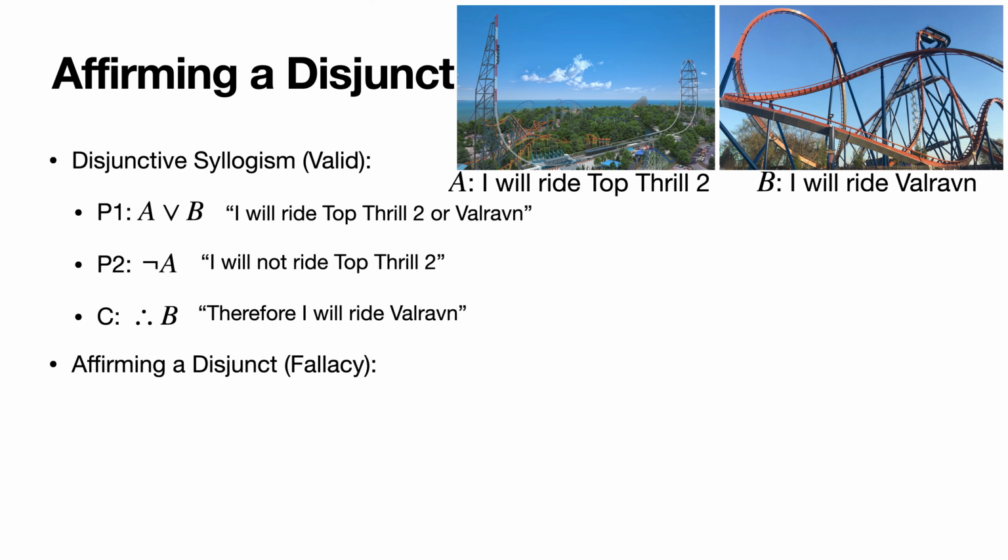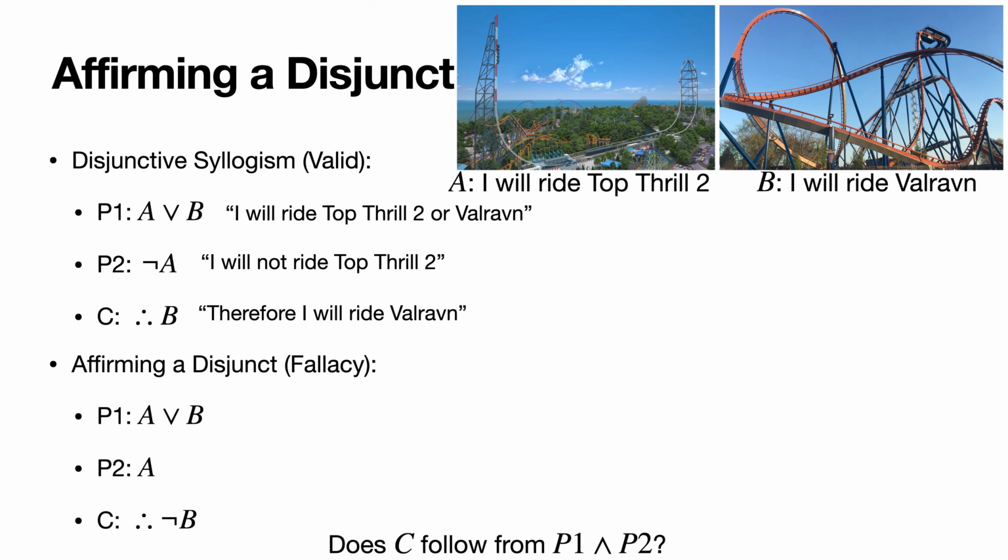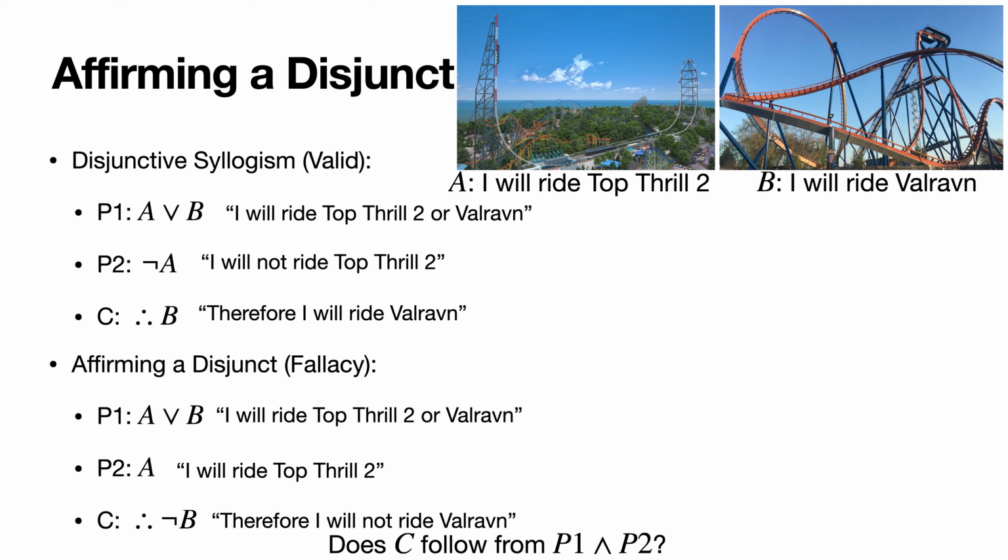Now, affirming a disjunct is fallacious, and the reason it's fallacious will become clear in a second, but it's like this. Premise 1, A or B. Premise 2, A, and then the conclusion is therefore not B. So this often occurs because people think that the logical or behaves in an exclusive manner, and it doesn't. So this is why this doesn't follow. So this is like saying, look, I will ride Top Thrill 2 or Valraven. Premise 2 says I will ride Top Thrill 2, and then the fallacious conclusion is therefore I will not ride Valraven. So to show why this is wrong, consider the truth table.